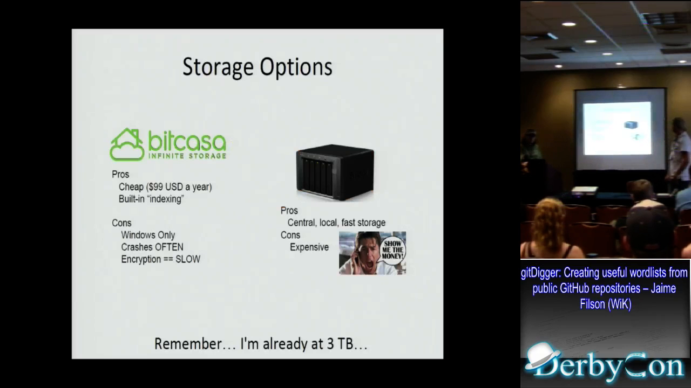How am I going to store this stuff? And somebody in Nova Hackers was like, oh, have you checked out Bitcasa? I was like, well, no. It's cheap. It's got built-in indexing, so I could have created a username and password, handed it out, and anybody could log in, hopefully not delete my stuff, but search through it for interesting stuff. At the time, it was Windows only. I crashed it every time I tried to robocopy something to it. And it was incredibly slow because they encrypted everything on the upstream. Why would you encrypt stuff?